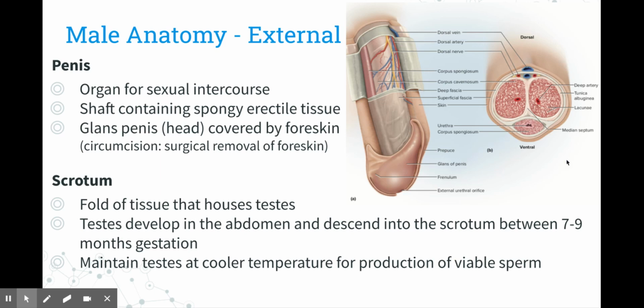Now, the scrotum is the fold of tissue that houses the testes. So the testes are the testicles inside the scrotal sac. They initially develop inside the abdomen and somewhere between 7 and 9 months of gestation, and in a few infants slightly after birth, those testes descend out of the abdomen and into the scrotum. The benefit of having the testes outside the body is that sperm production is enhanced at cooler temperatures. And so by having the testes away from the heat of the body, the sperm is able to be produced in a lower temperature environment, which makes it more viable.